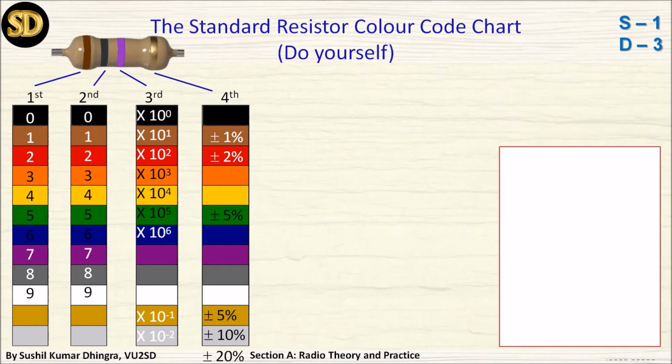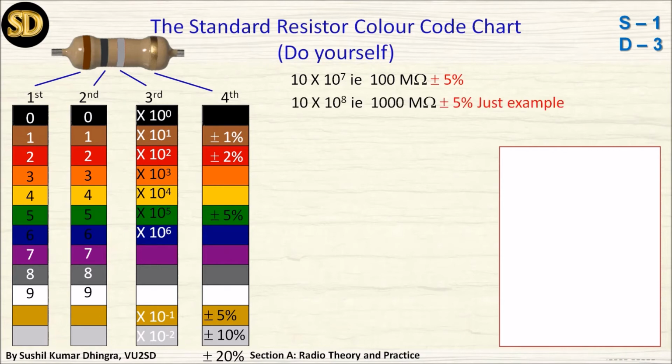In the same way I have put another color, violet. Now you have to do it. I'm not going to help you so much. The answer is 10 into 10 raised to the power 7, that is 100 mega ohm. Next color, third ring, change to gray. Now the answer is 10 into 10 raised to the power 8, that is 1000 mega ohm.